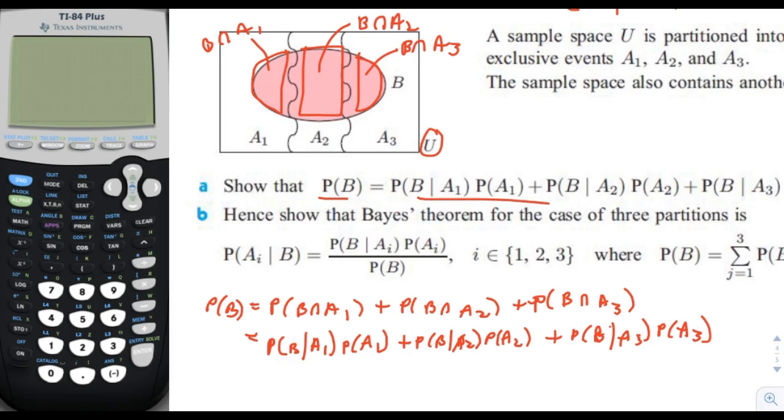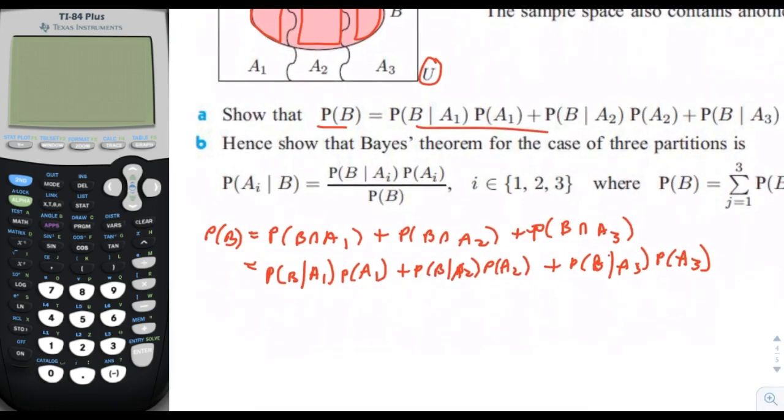B, hence show that Bayes' theorem for the case of 3 partitions is equal to this. Okay, so let's see. If we have the probability of A1 given that B happened, isn't that equal to the probability of A1 intersect B divided by the probability of B happening?